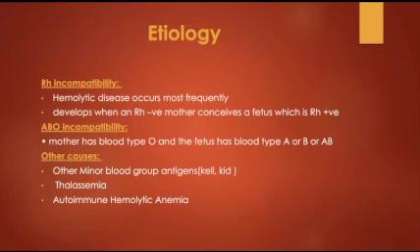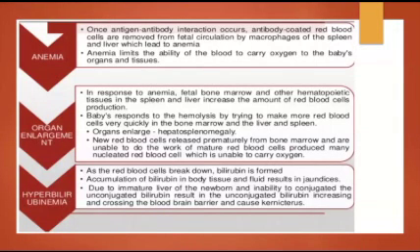When it comes to etiology of hemolytic disease, first of all, it's Rh incompatibility. As I told before, hemolytic disease occurs most frequently when an Rh negative mother conceives a fetus with Rh positive blood. Also, ABO incompatibility can cause hemolytic disease of the newborn, when the mother has blood type O and the fetus has blood type A or B or AB. And other causes like thalassemia or autoimmune hemolytic anemia also can lead to fetal hemolytic disease.